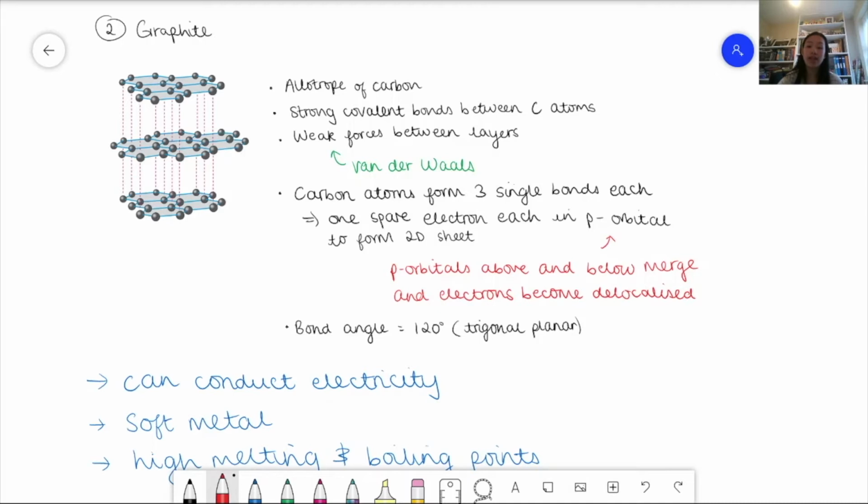It's got very high melting and boiling points because of the very strong covalent bonds, because we're not trying to break the weak forces, we're trying to break the really strong covalent bonds, and that's why it's got a very high melting and boiling point. But when we're trying to break the layers, we're just breaking the weak forces between the layers, so that's why it's soft, but then it also has a high melting and boiling point.